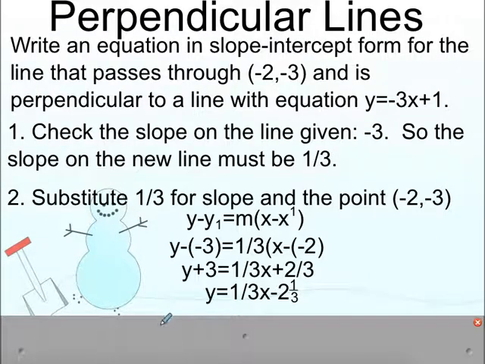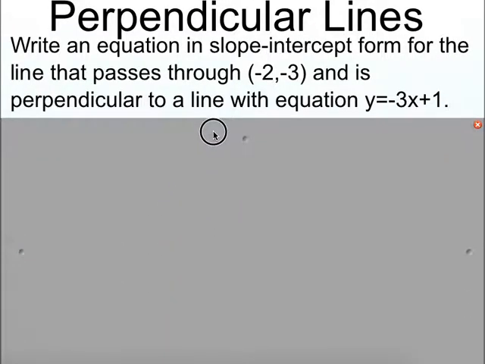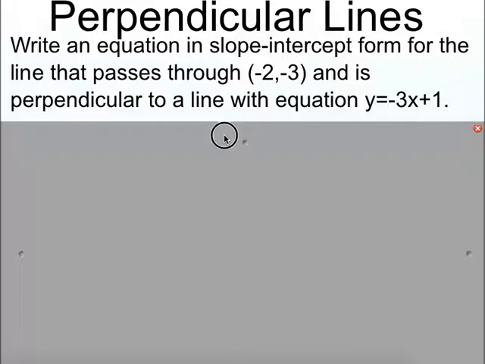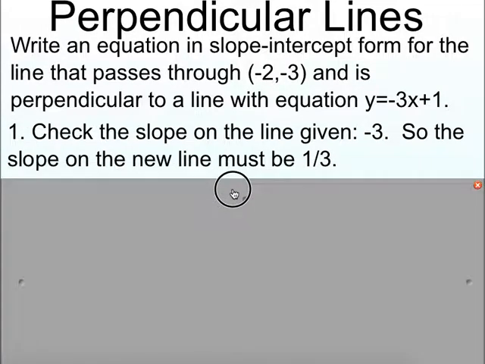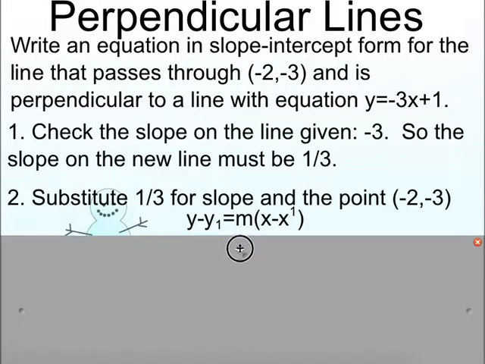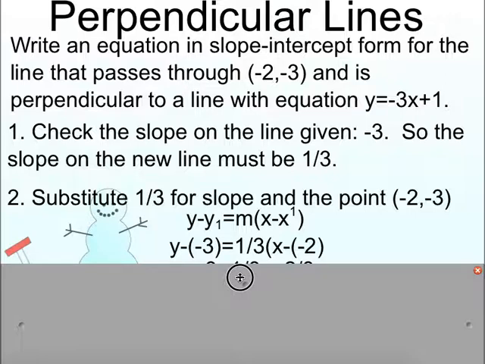All right, so let's find a line that passes through (-2, -3) and is perpendicular to the equation y equals -3x plus 1. Well, we need to find the slope of the perpendicular line. The line that's given has a slope of -3, so its opposite reciprocal would be 1/3. And then we use the point-slope formula. We plug them in and say y minus a -3 equals 1/3 times the quantity x minus a -2.